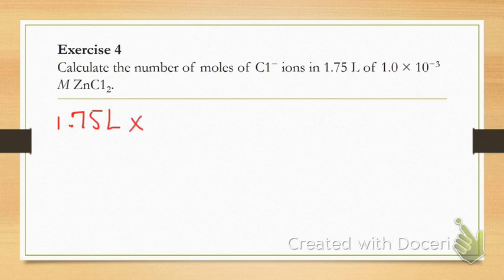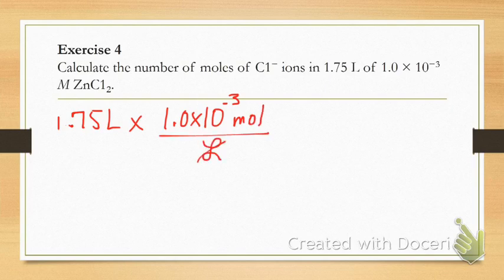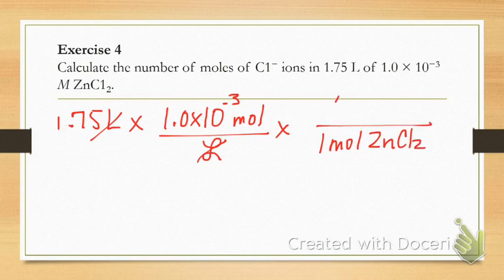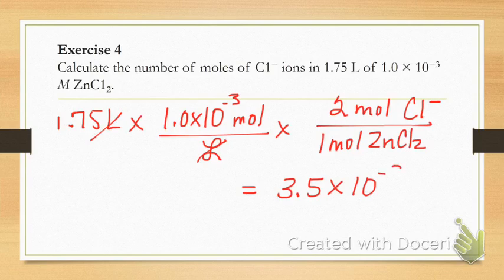You can do it as a crisscross, or you can do it as just a regular old calculation. It's up to you. So my liters cancel out, right? And then for every 1 mole of zinc chloride, I have 2 moles of chloride. Do you agree with that? All right, so then my answer becomes 3.5 times 10 to the negative 3 moles of chlorine ions.